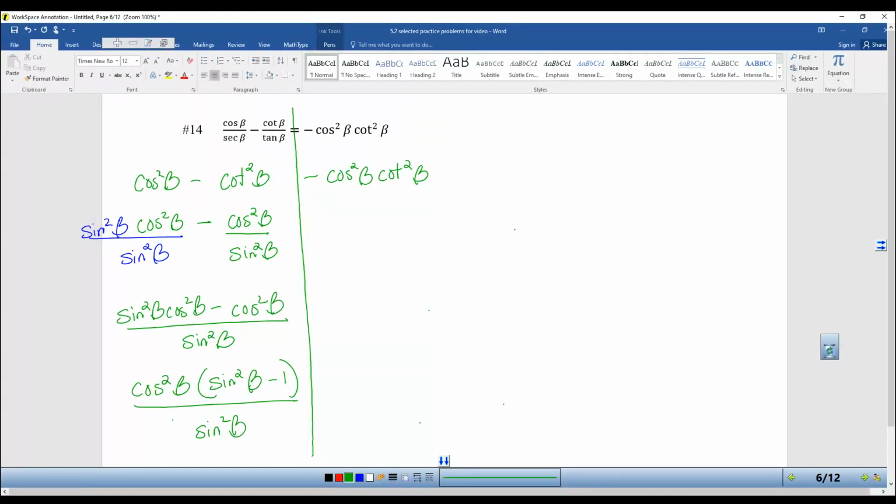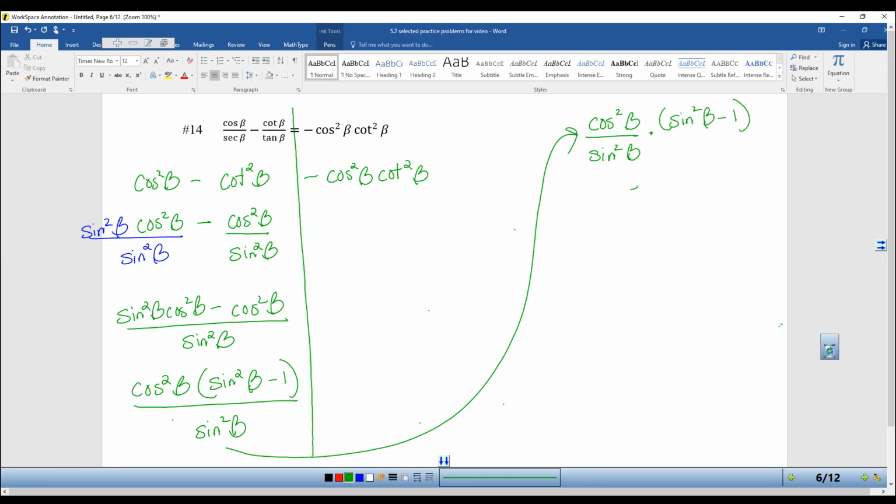So I could scroll down, but so you can keep seeing this, I'm going to just move it to the top of the other side here. So now I want to do two things. One is I want to take that cosine squared beta over sine squared beta, and I want to kind of make it on its own. It's not a common denominator. This is a tricky concept for kids.